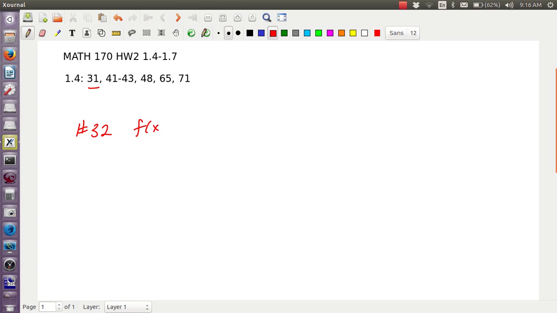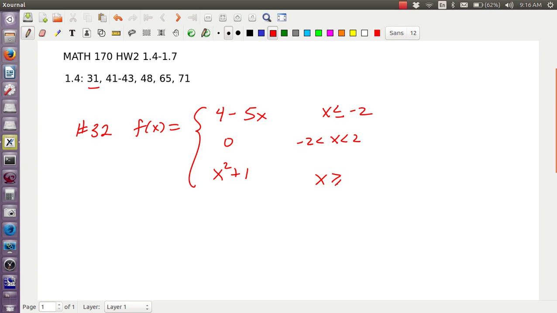So it is written like this. You have however many components, which I talked about in class. They're like strips. And over here it tells you where each strip is valid. So this means use this function when this is true.